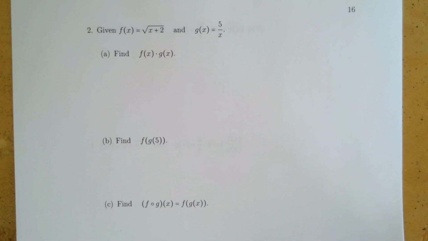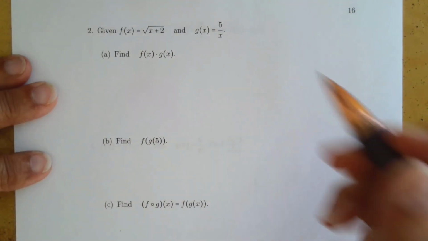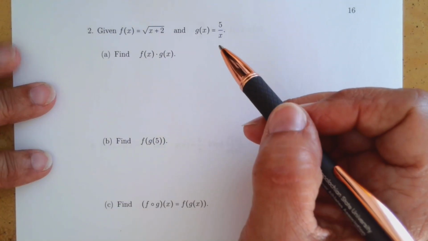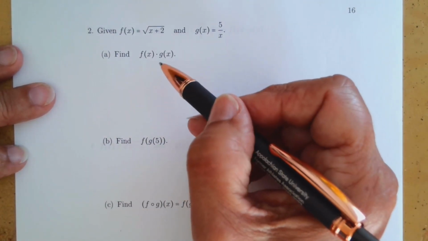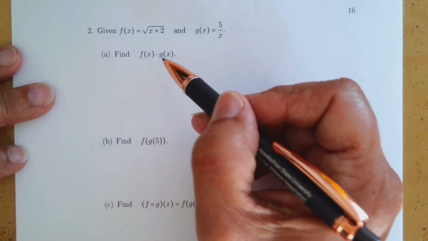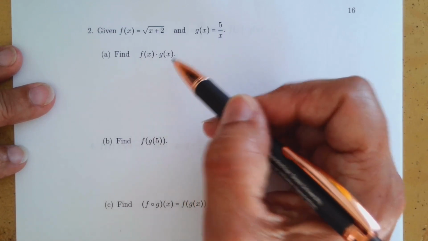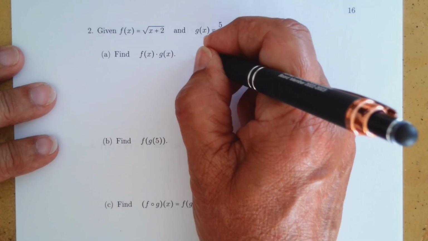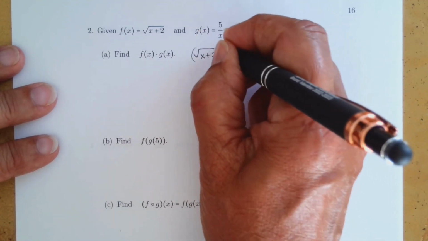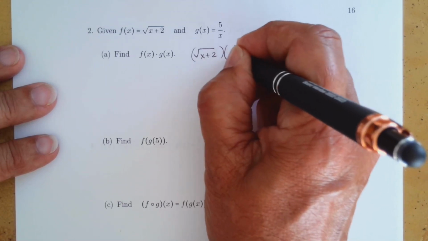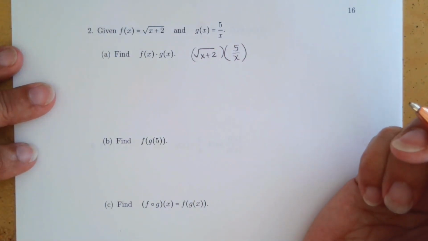All right, this time we have two functions. The square root of x plus 2 is function f, and function g is 5 over x. All right, so the first thing it asks you to find is f of x times g of x. Again, that's multiplication. All right, so f of x, which is the square root of x plus 2, times g of x, which is that.